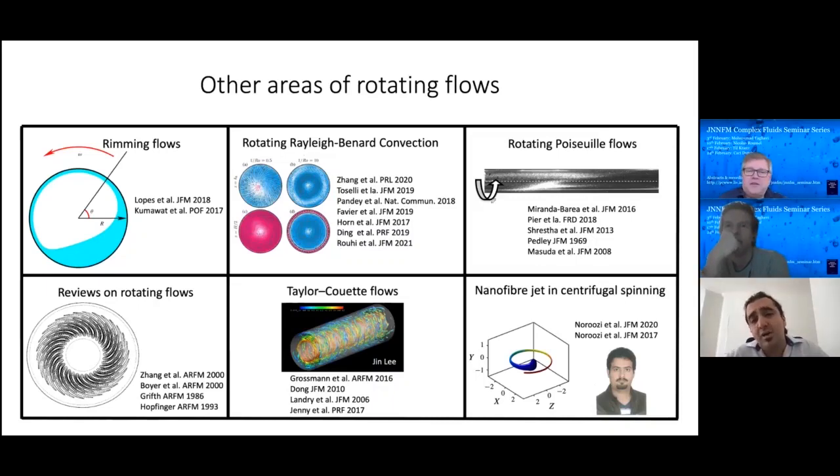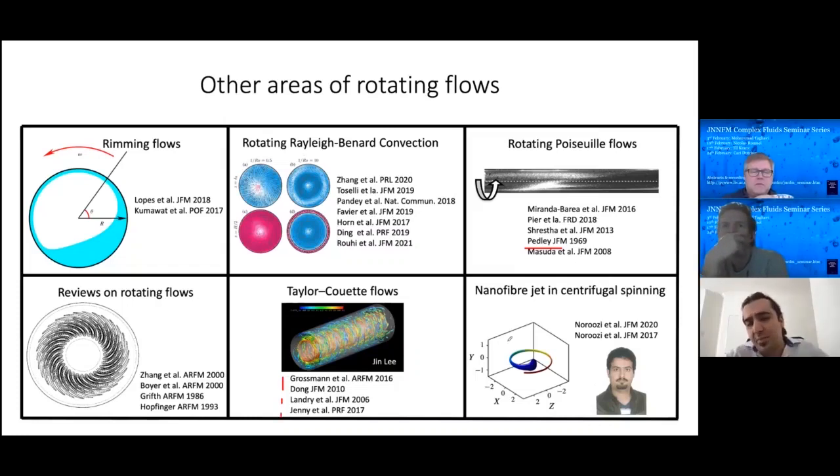We have some hot topics on rotating Rayleigh-Benard convection flows, mostly on turbulent flows. And a classical area is rotating Poiseuille flow, starting with the stability analysis of Pedley and the extension of that to other situations. Of course, there are reviews in this context, and there are also stability analyses of Taylor-Couette flows for Newtonian flows, extensions for viscoplastic flows, and also extension to thixotropic flows.